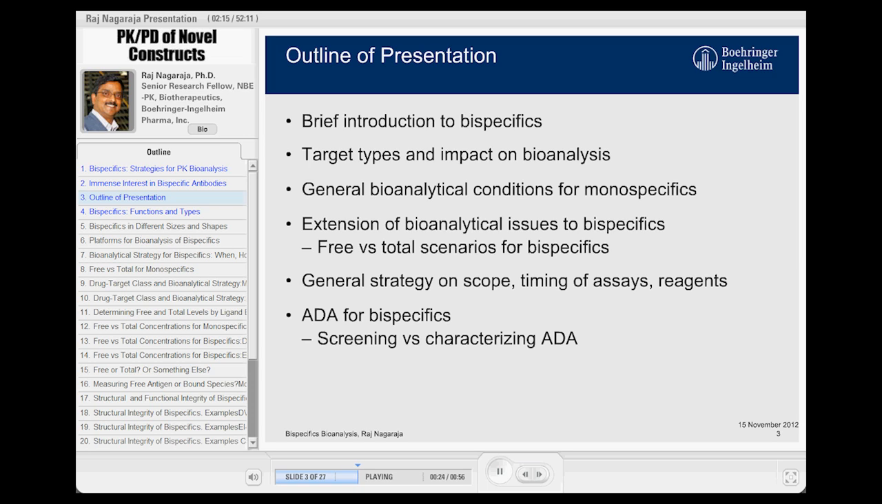and the impact of the target types on the bioanalysis, and then the general bioanalytical conditions for monospecifics and how they remain the same or adapt to the bispecific area. And again, some general strategy and the scope, and then the timing of the assays, and then some reagents, and how we should handle ADA or immunogenicity for bispecifics, and how that could be different from a monospecific molecule.